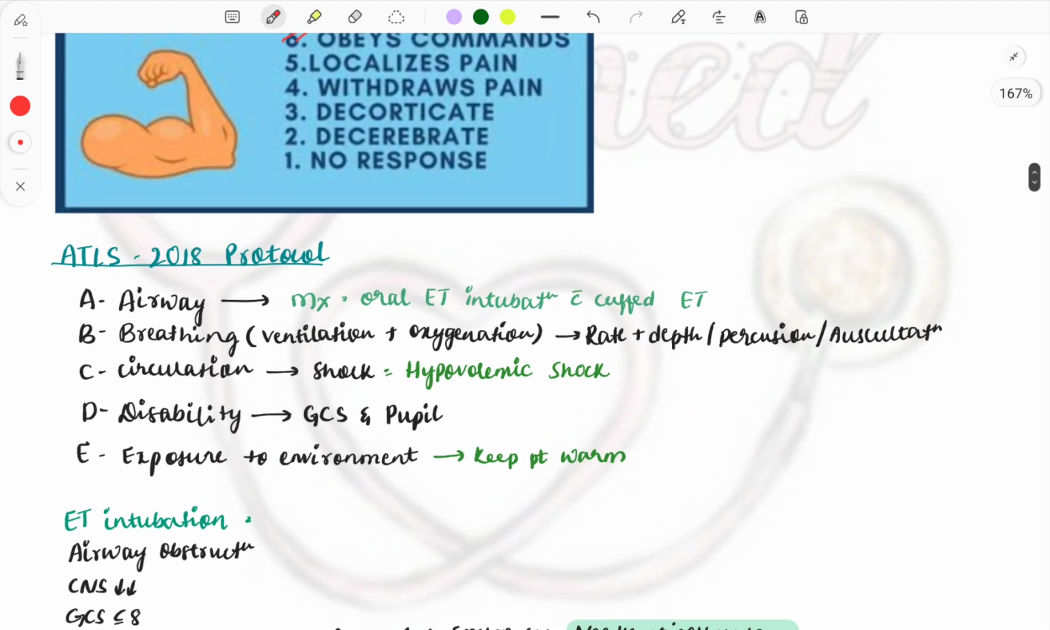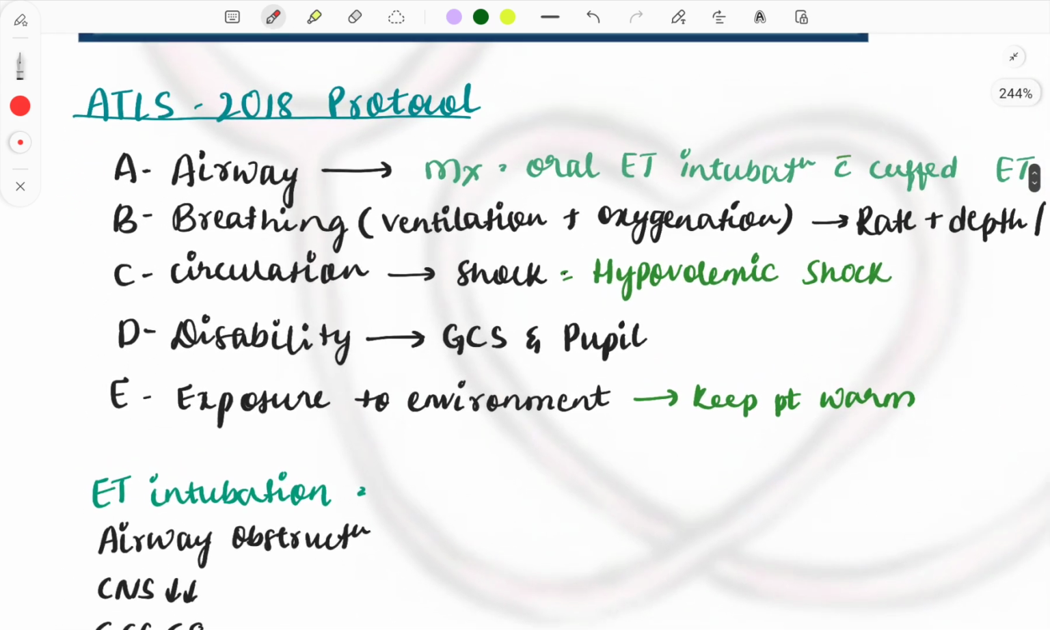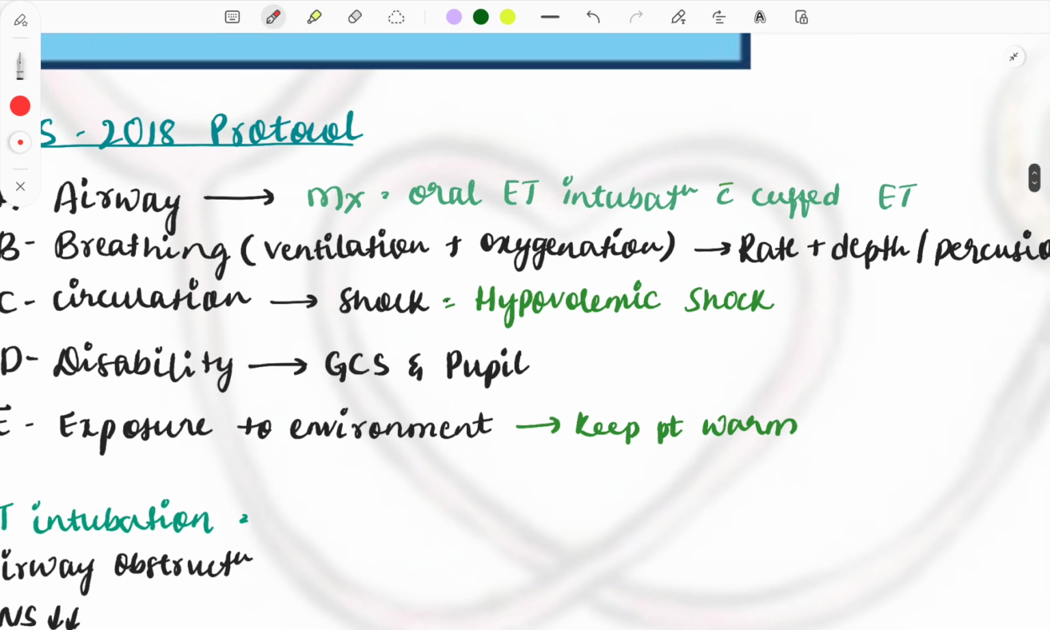Then the ATLS protocol, this is also a very important topic. What happens in this ATLS protocol? A, B, C, D, E. Airway. First maintain the airway of the patient, and how will we do it? Management is oral and ET intubation with a cuffed ET.